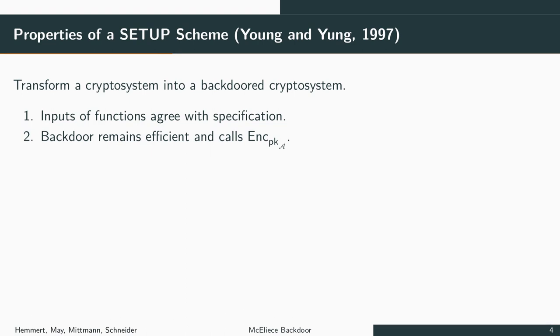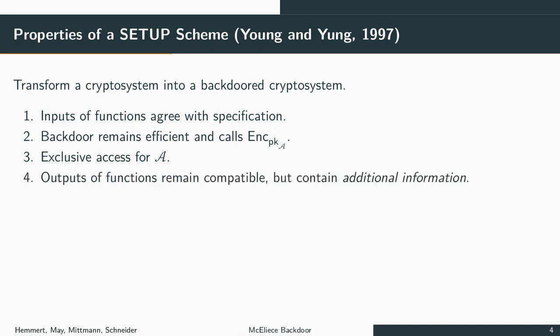The modification must also remain efficient and utilize some efficient encryption under the adversary's public key. We also require that the secret information is exclusively accessible by the adversary, so we can only use asymmetric schemes to instantiate the encryption for the adversary. Lastly, the outputs of functions have to remain compatible between the two systems, but they have to contain additional information recoverable for the adversary. This also implies the existence of an algorithm for the adversary to recover this information efficiently.